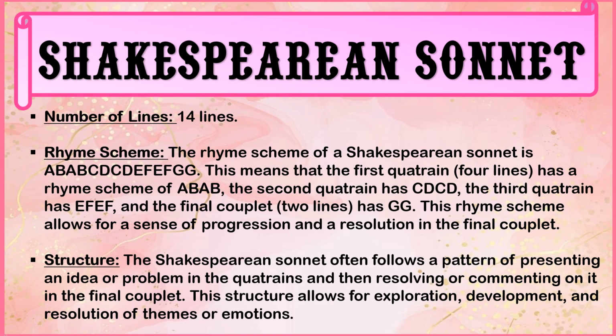You can make a note of it from the image. The rhyme scheme means that the first 4 lines have the rhyme scheme ABAB, the second set of 4 lines have the rhyme scheme CDCD, the third have it as EFEF, and then there is a final couplet, the last 2 lines, which have the rhyme scheme GG. Apart from this, the structure of a sonnet is that it often follows a pattern of presenting an idea or a problem in the quatrains, that is the 3 sets of 4 lines each, and then in the couplet there is a resolution or a conclusion to whatever problem or idea has been proposed above.